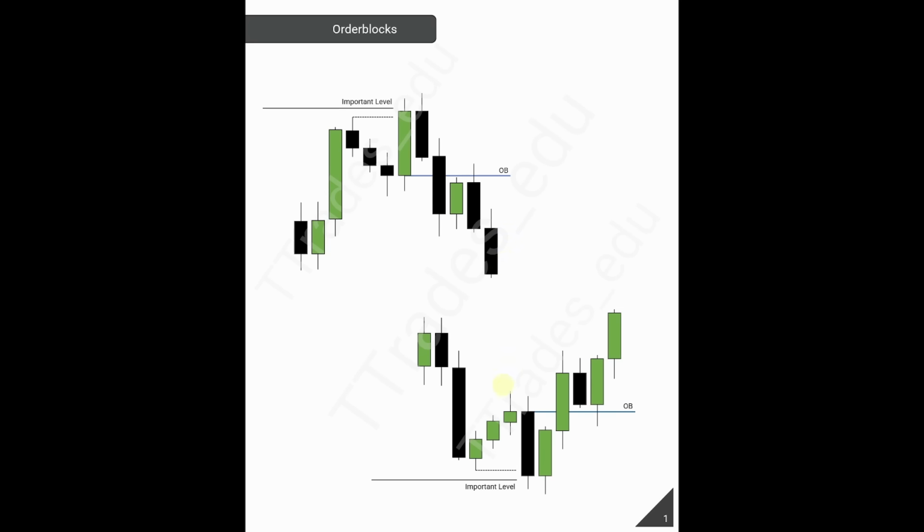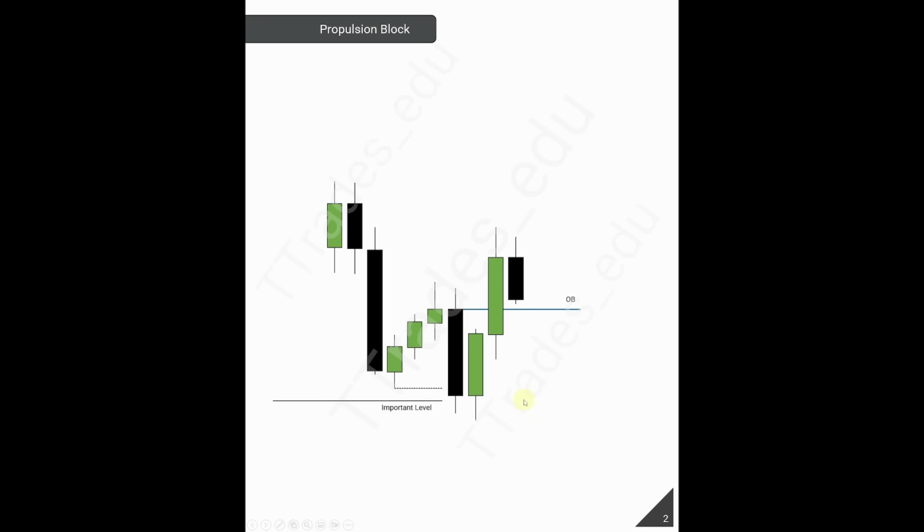Similarly, with a bullish order block, we have a series or single down close candle into an important level, which then gets displaced and closed over, validating it as an order block. Then when price retests this area, I want to see it trade away. So what is a propulsion block? A propulsion block is an order block off of another order block.